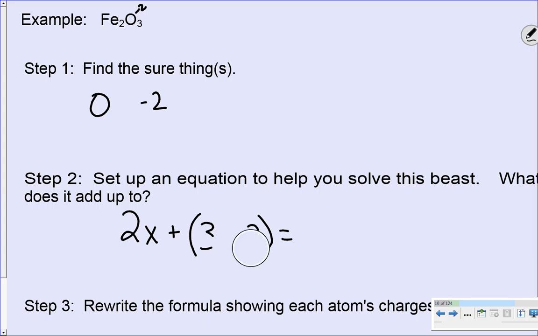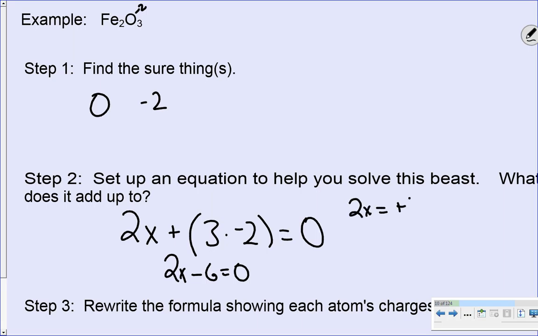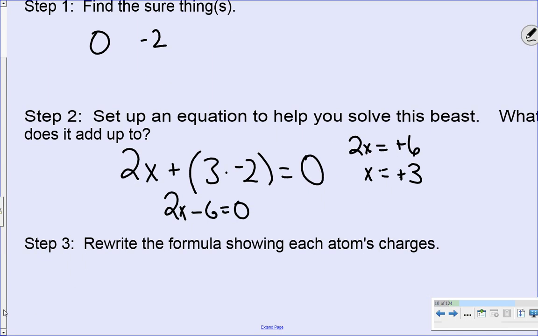Sorry, I should use the dot. And the whole thing must add up to 0 because it's a compound. So this turns into 2x minus 6 equals 0. And then that's going to give me 2x equals positive 6, x equals plus 3. So that tells me that my charge for each individual iron is positive 3.